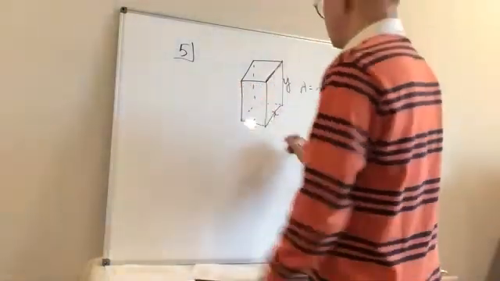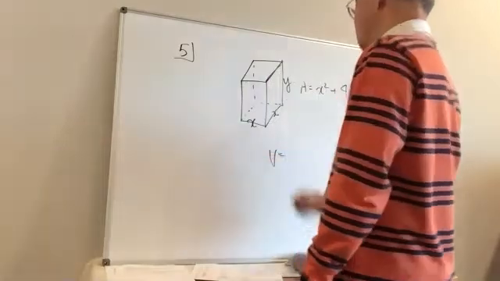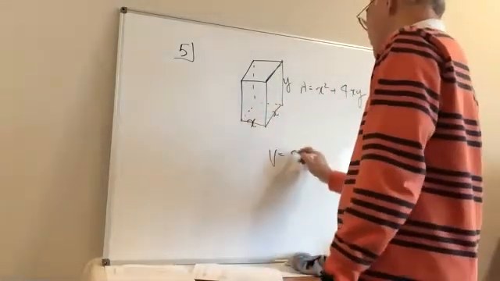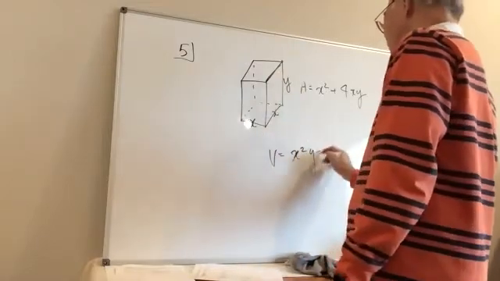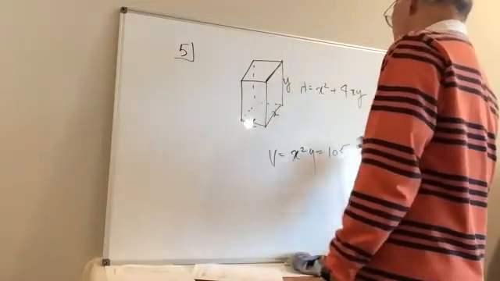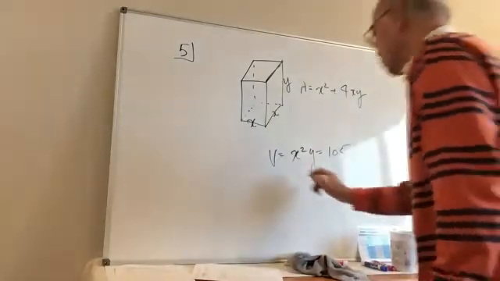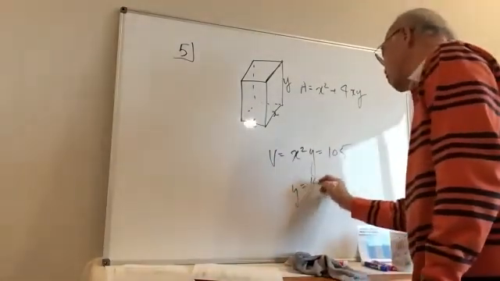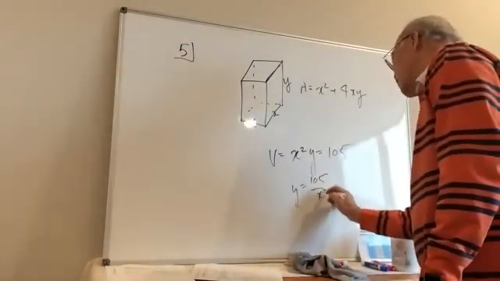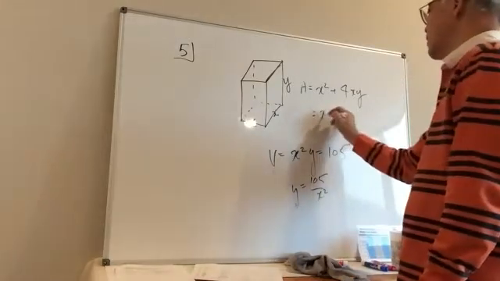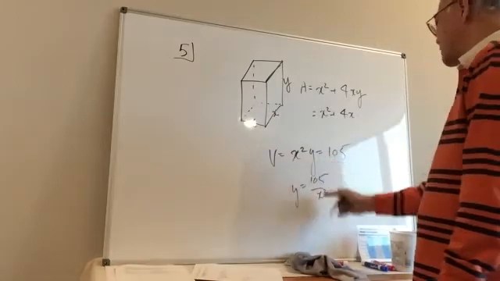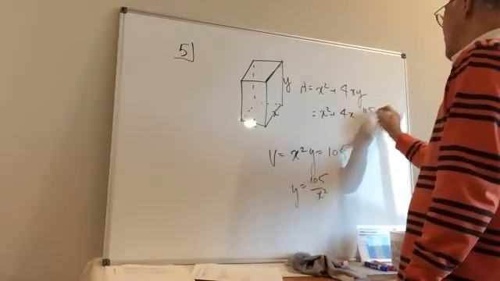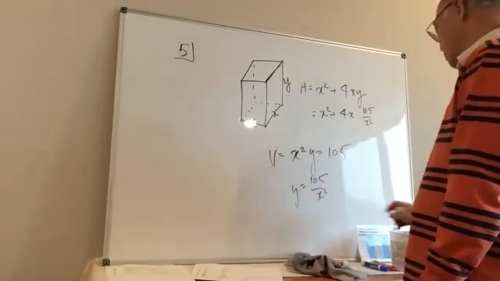So what's the volume of this? The volume is equal to the base area, x squared, times the height, which is y, and this was 105. So y is going to be equal to 105 over x squared. So if I go here, x squared plus 4x times y, which is 105 divided by x squared.